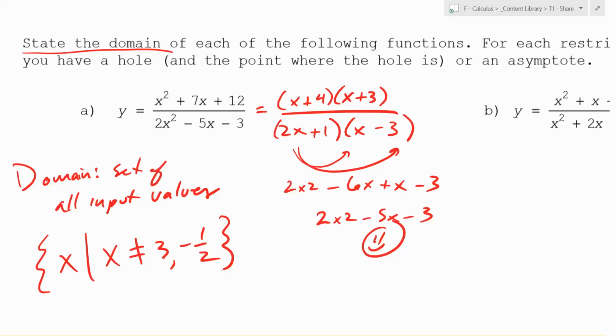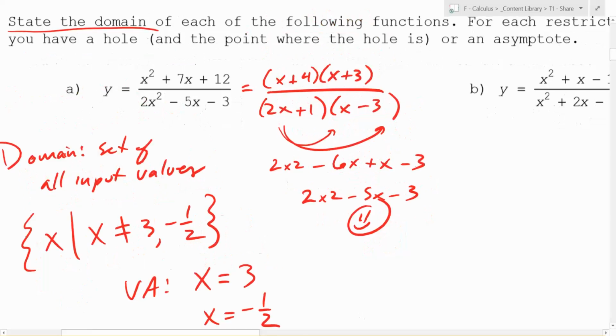Why can't it equal those two values? Because what would be 0? We haven't done holes or asymptotes yet, but are you allowed to plug 3 and negative a half in? No, because if you do, what happens to the denominator? 0. So at this point, all we know, it could be a hole or an asymptote. Well, do either of those terms cancel?